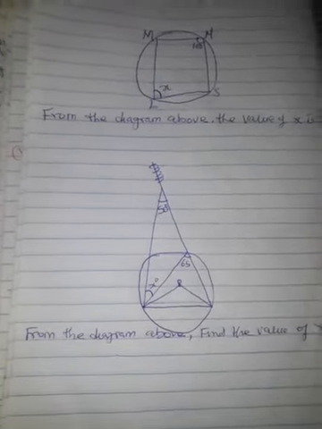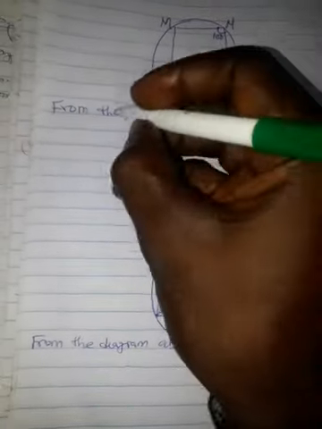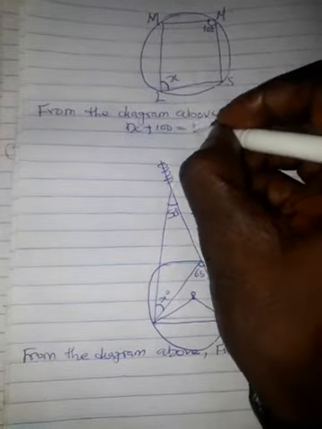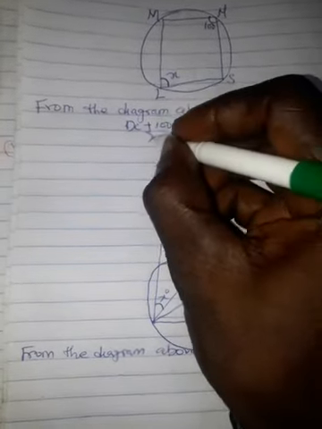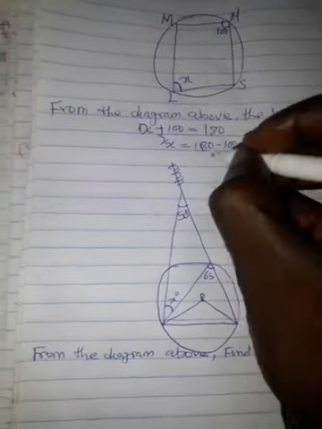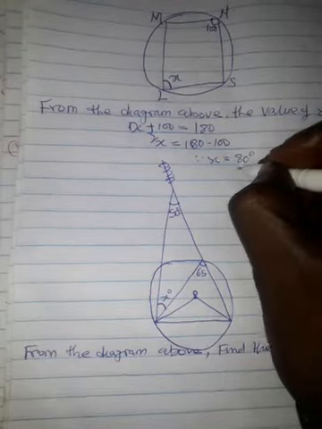So if that is the case, what I need to do is add the two opposite angles equals 180. That is s plus 100 equals 180. Then s equals 180 minus 100. So therefore s equals 80 degrees. So that is the answer.